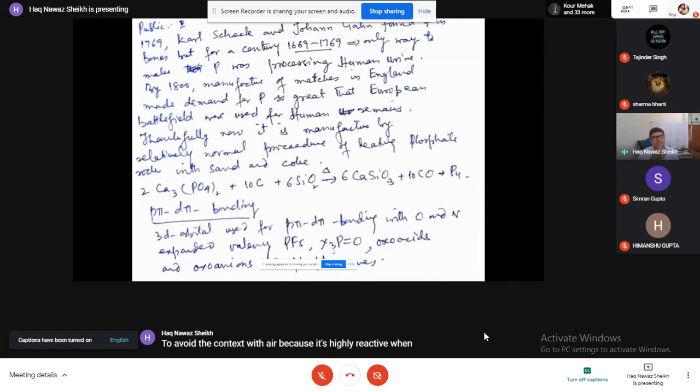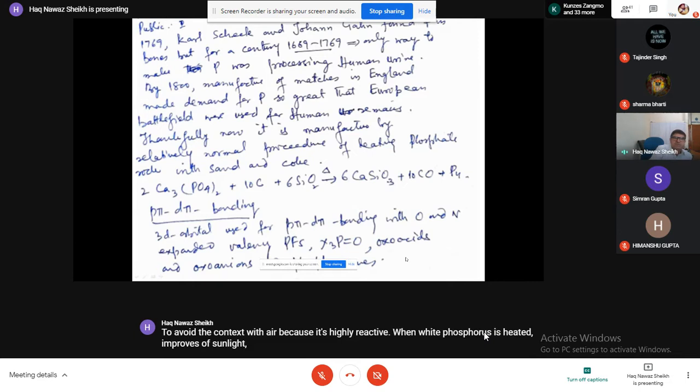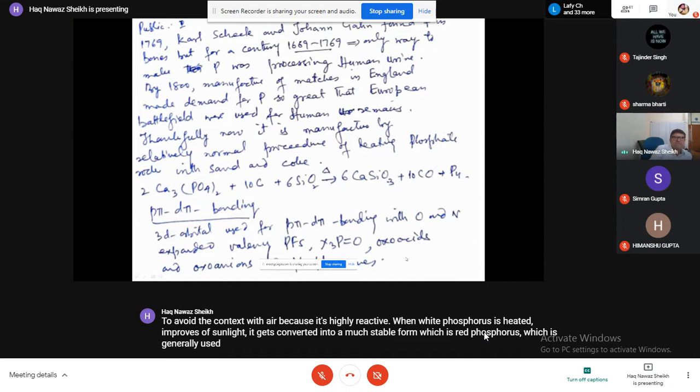When white phosphorus is heated in the presence of sunlight, it gets converted into a much more stable form, which is red phosphorus, which is generally used in matches nowadays.